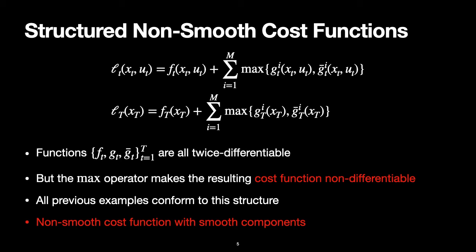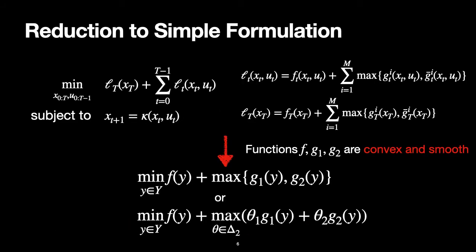Our work presents a fast solver, TRON, for structured non-smooth cost functions that are composed of smooth components. The non-differentiability of the cost functions arises through the max operator, and the examples discussed in the previous slide conform to this structure in addition to several others. We reduce the problem by ignoring the dynamics constraint for now and working with a simpler formulation as shown in the bottom of the slide.